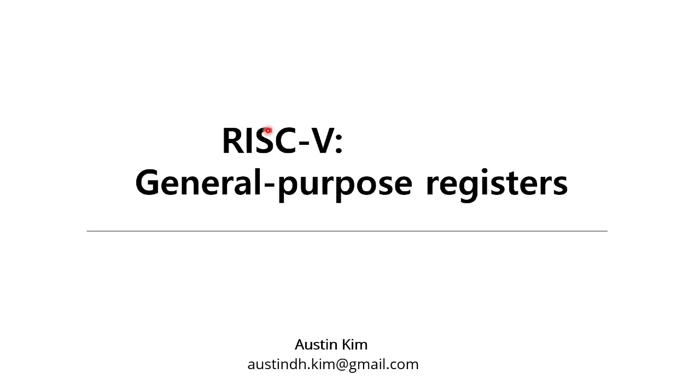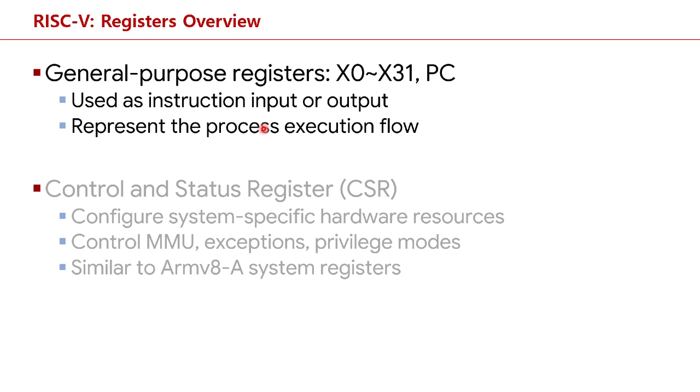Now it's time to learn about the general purpose register in RISC-V architecture. As you know, there are two types of register in RISC-V architecture. The first one is the general purpose register, and the second one is the control status register. The general purpose register can be used as the instruction input or output. In other words, it can be used as the destination register or the source register.